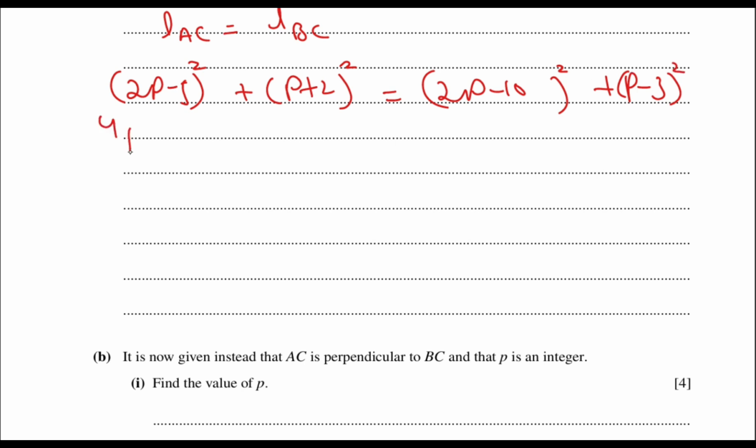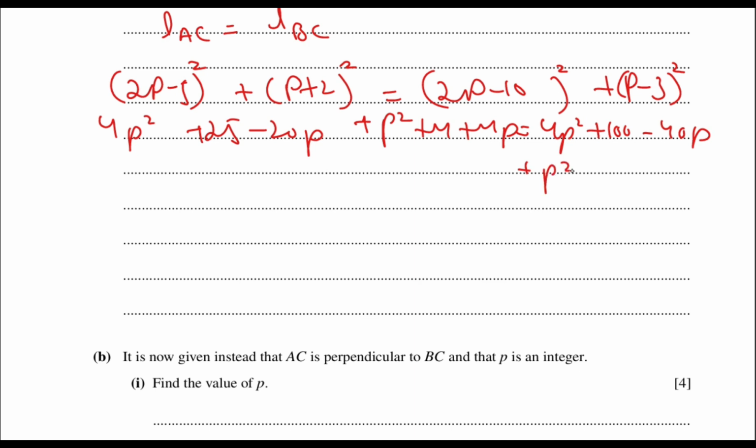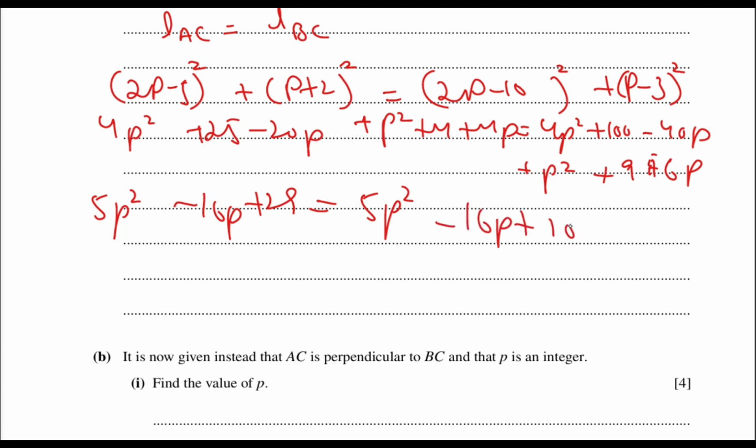By expanding, it will become 4p square plus 25 minus 20p plus p square plus 4 plus 4p equal to 4p square plus 100 minus 40p plus p square minus 9 minus 6p. It will become 5p square minus 16p plus 29 equal to 5p square minus 46p plus 109.